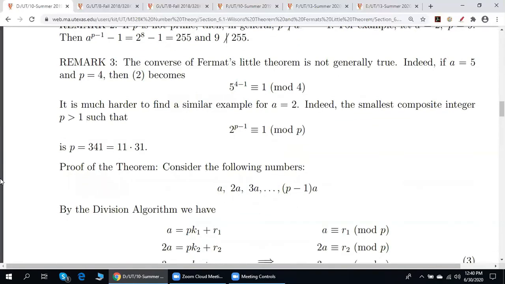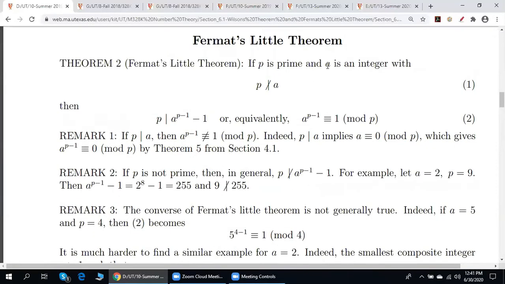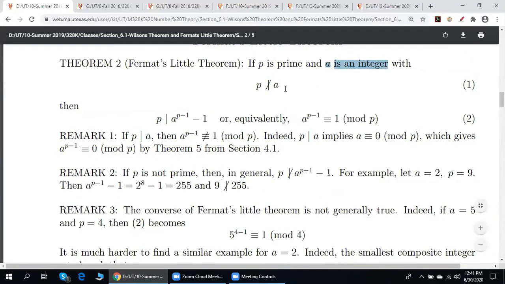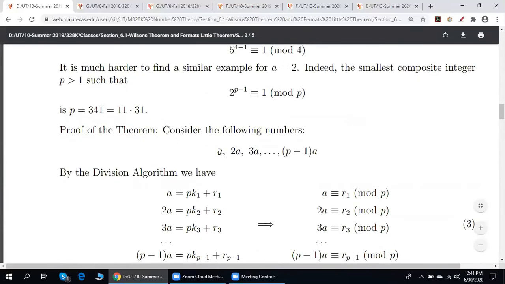Now let us discuss the proof. Here's what we do. We start with an integer a such that a is not divisible by p. Let us multiply this a by the following numbers: 1, 2, 3, and so on, p minus 1. Let us consider the following numbers: a, 2a, 3a, and so on, p minus 1 times a.